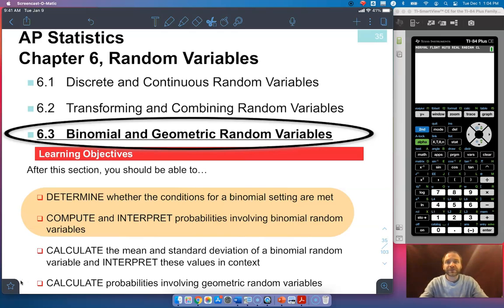Then we're going to use those and say, okay, now that it's binomial, let's compute the probability, let's interpret the probability of that binomial setting. So that's where this video is going to focus. The other videos will go through the other two remaining learning targets. So before we begin, I know this video is going to focus on just binomial, but I want you to understand the difference between binomial and geometric when it comes to random variables.